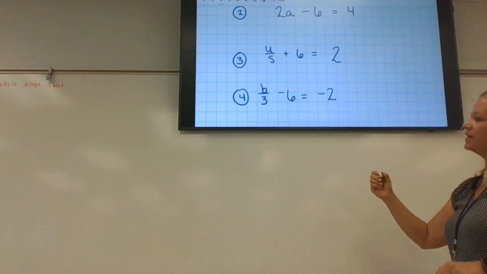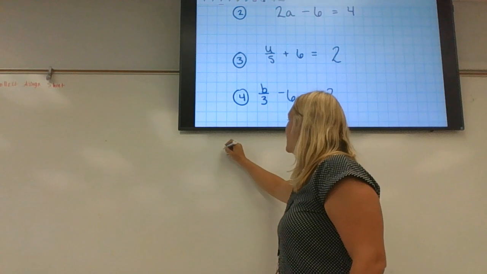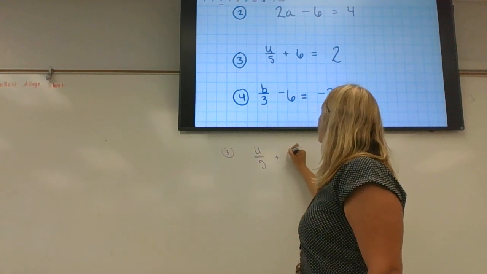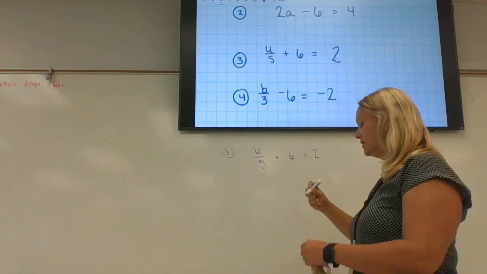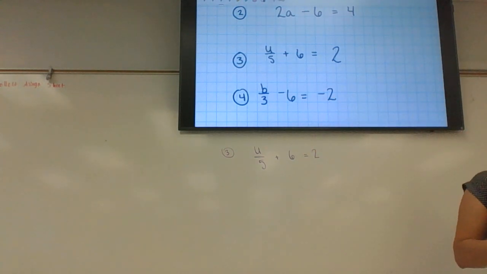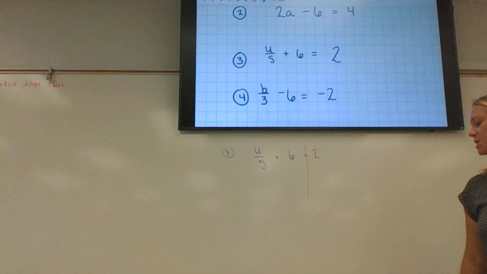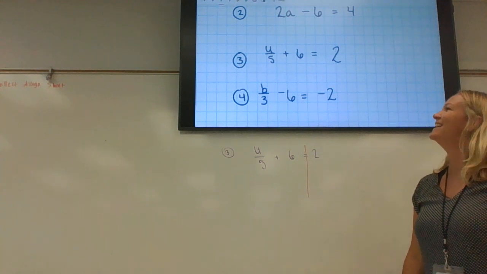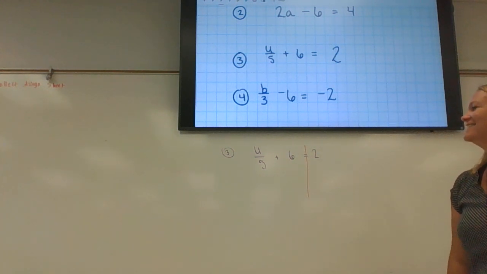Okay, these look different. First off, I do see fractions, which is usually a red flag for most people. Abort. I see a fraction. Abort mission. Get out of here. Run. Is that you? Oh, I thought it was a 4.